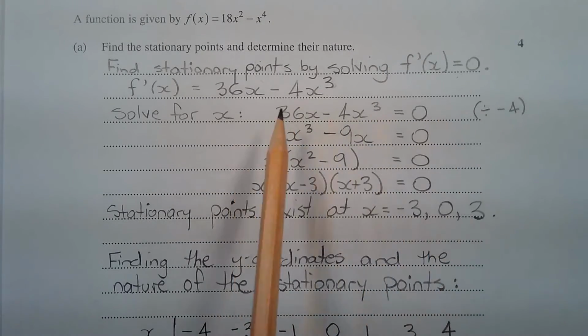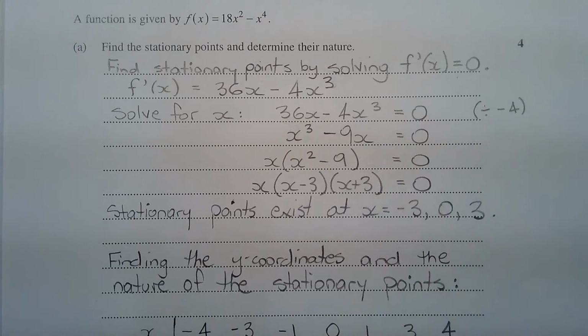We can simplify this equation by dividing all terms by negative 4. And we end up with x cubed minus 9x equals 0. Factorising out x from both terms on the left-hand side, we get x times (x squared minus 9) equals 0. Recognising that x squared minus 9 is a difference of two squares, we can factorise it. So we end up with x times (x minus 3) times (x plus 3) equals 0. So stationary points exist at x equals negative 3, 0, and positive 3.